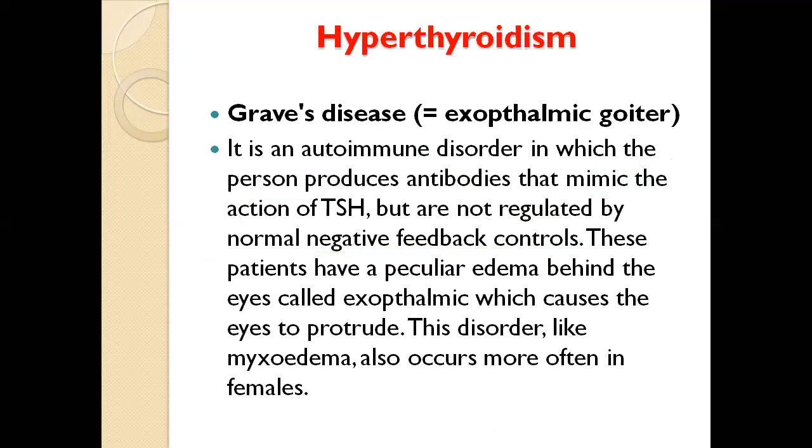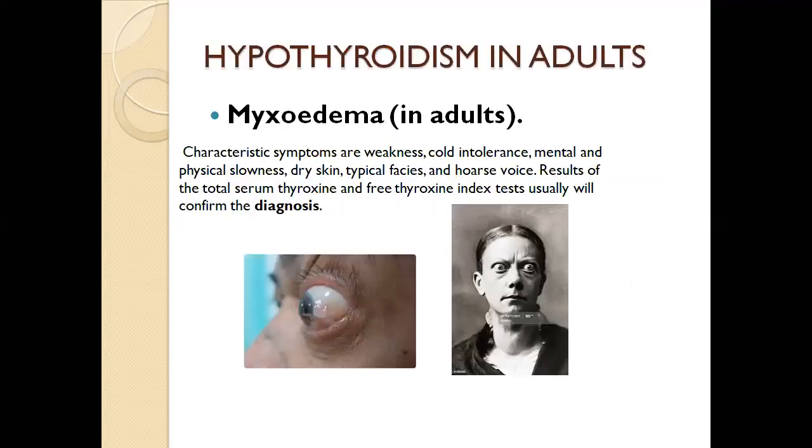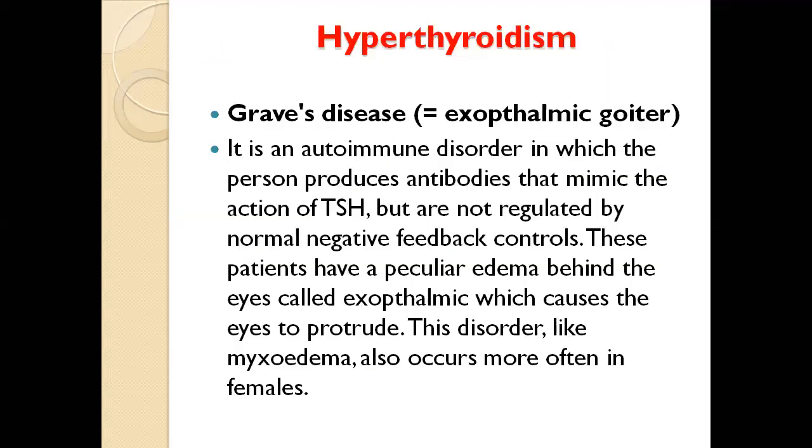These patients have a peculiar edema. That means excess secretion of the thyroid gland leads to swelling of tissues, particularly in the eyes. That's why we say exophthalmic, which causes the eyes to protrude. This disorder, like myxedema, also occurs more often in females, as we discussed earlier. So that's it. Talking about exophthalmic goiter, Graves disease or exophthalmic goiter, we discussed this.